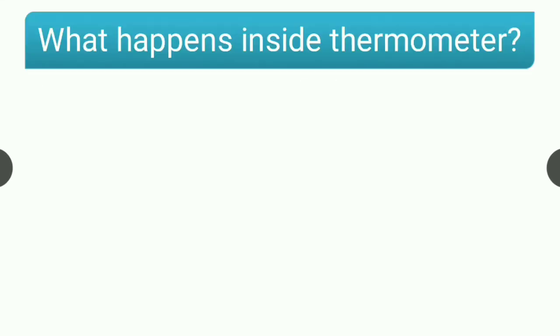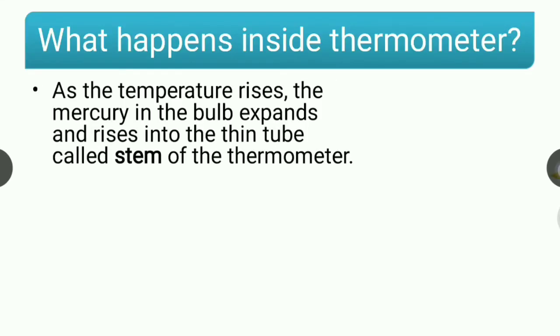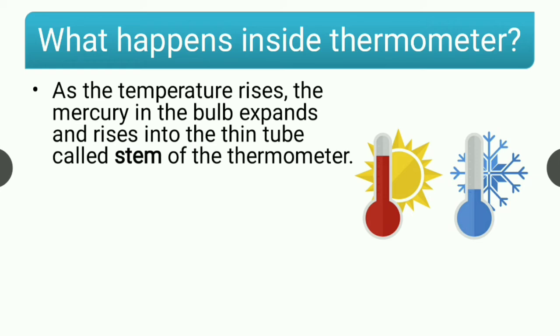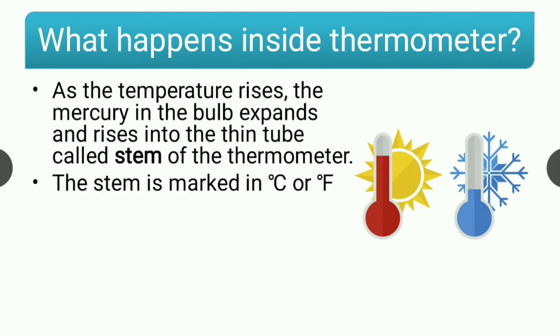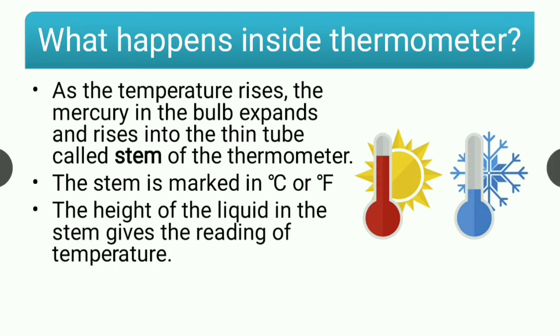Now we are going to see what happens inside thermometer. As the temperature rises, the mercury in the bulb expands and rises in the thin tube called stem of the thermometer. So this is the stem of the thermometer, and as the temperature rises, the mercury level also rises. The stem is marked in degree Celsius or degree Fahrenheit. The height of the liquid in the stem gives the reading of the temperature. So the height determines what is the reading of a temperature.